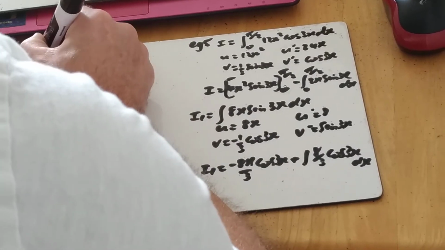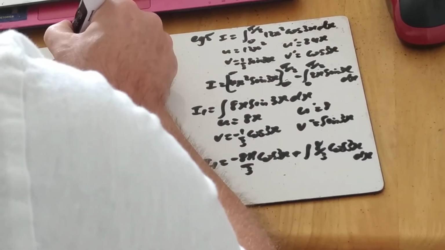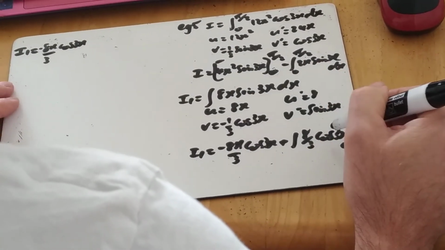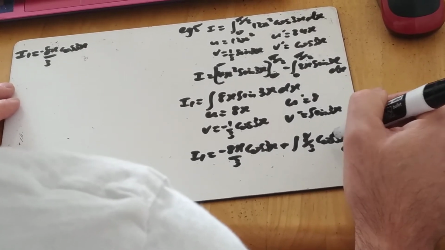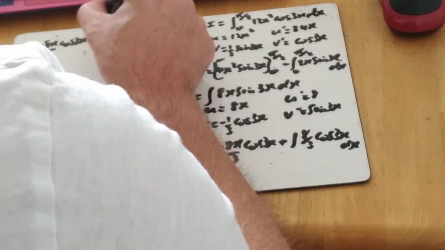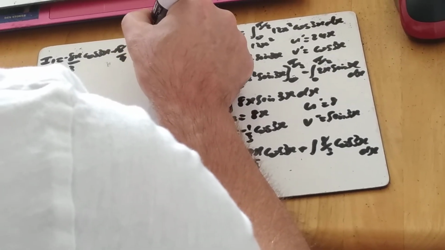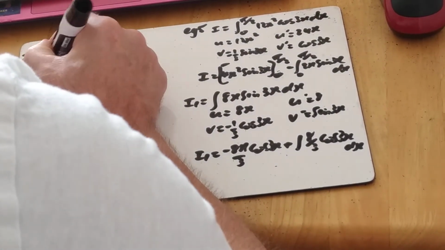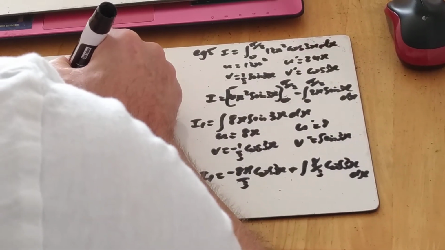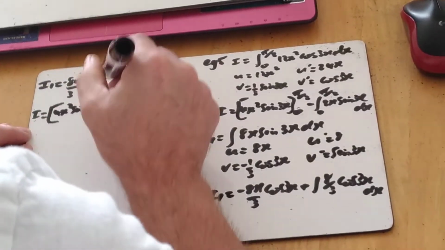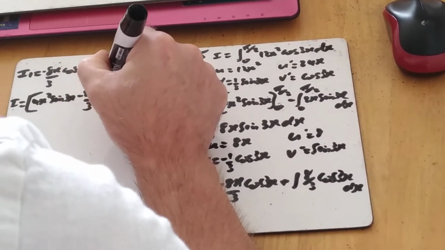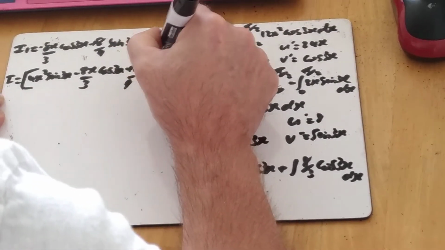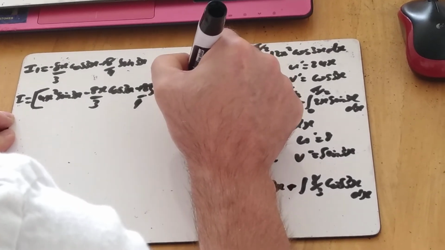So I'll get I1 equals minus 8x over 3 cos 3x, and the integral of cos is sine, so I've got plus 8 over 9 sine 3x, and that's going to go in between my limits with what I had before, so I will equal 4x squared sine 3x minus 8x over 3 cos 3x plus 8 over 9 sine 3x between pi over 2 and 0.